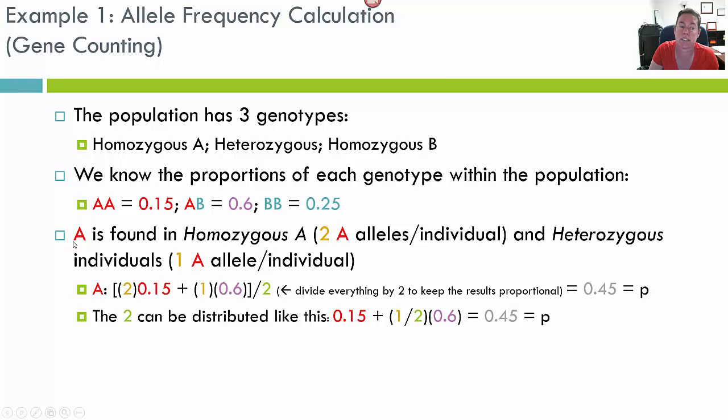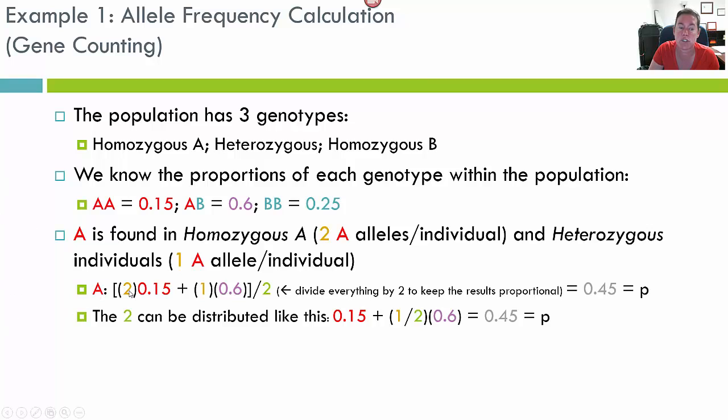The A frequency, or the A allele, is found in both the homozygous and in the heterozygous individuals. In the homozygous individuals, they each have 2 dominant A alleles. In the heterozygous individuals, they have 1 A allele per individual. So to calculate the frequency of the A alleles within the population, we need to calculate the frequency in the homozygous A, homozygous dominant, as well as the proportion of A alleles in the heterozygous individuals. We do it in the following manner.